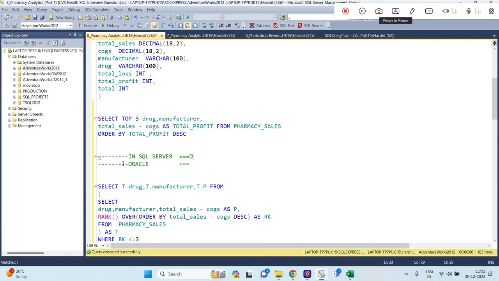Perfect. In SQL Server it is known as a derived table, and in Oracle, does anyone have an idea? Perfect. Inline view. It means a select query in the from clause of the select statement, right? That is known as an inline view.